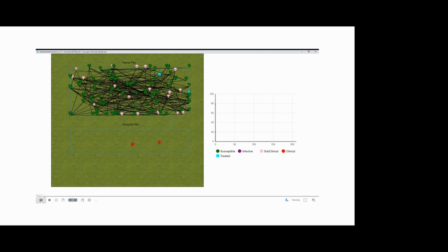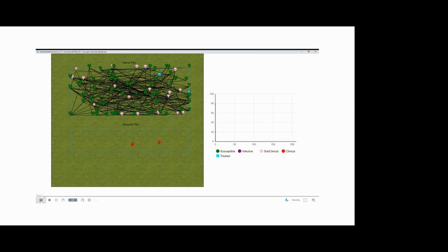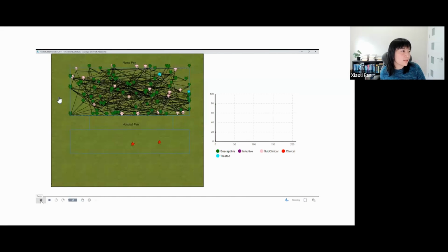Is that? Sorry, what's the SIR component? The infection rates and all that are introduced by the SIR component of your model? Yes, so this is only the network of the cattle.